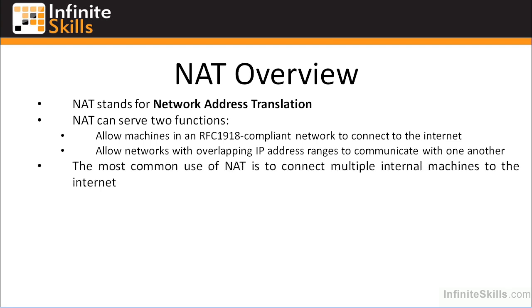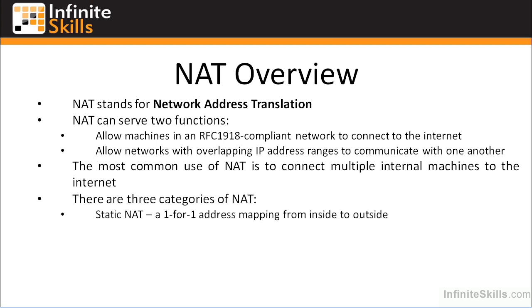The most common use of NAT is to connect multiple internal machines to the internet. In fact, I would be willing to bet that if you have a high-speed internet connection at home, you're using NAT right now and may not even realize it. Now, there are three basic categories of NAT. The first is a static NAT. A static NAT is a one-for-one address mapping from the outside to the inside or the inside to the outside.